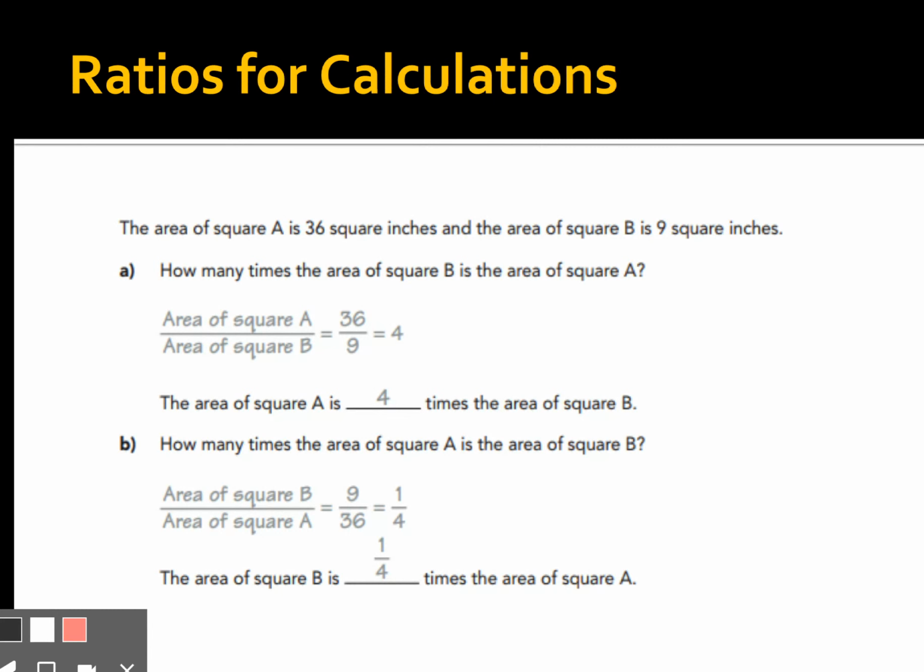So that's where we set it up as a fraction. We put square A on top, which they did there. I don't need to rewrite it, over square B. And then they had the fraction of 36 over 9, and they simplified, which wound up just being 4. So square A is 4 times the area of square B.